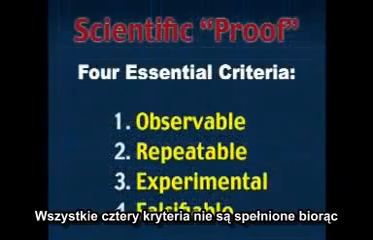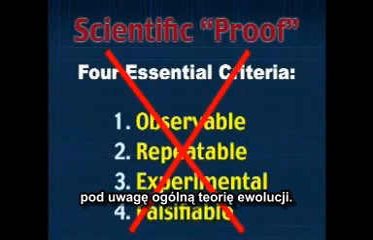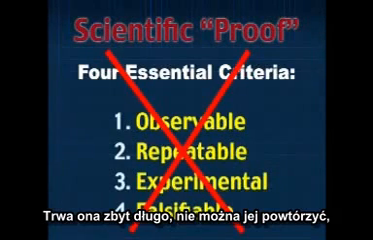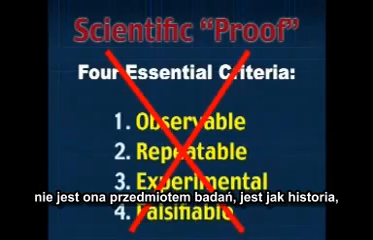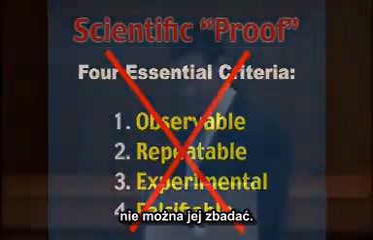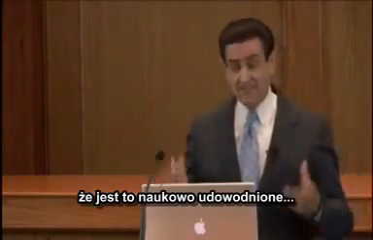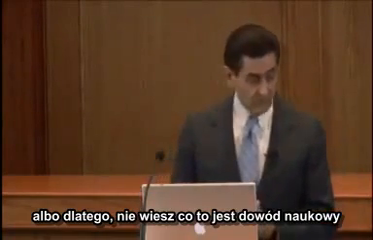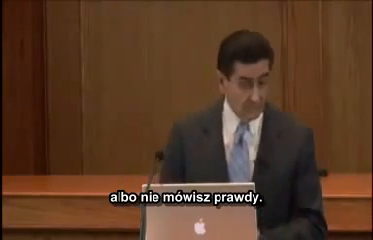All four of these criteria are not met when you're looking at the general theory of evolution. It takes too long, you can't repeat it, it's not subject to experimentation, it's like a history, you can't test it. And so why say this is scientifically proved? Well, either you don't know what scientific proof is, or you're not telling the truth.